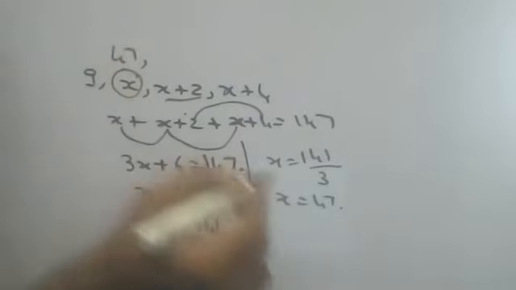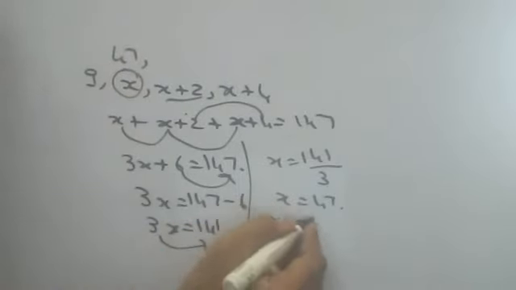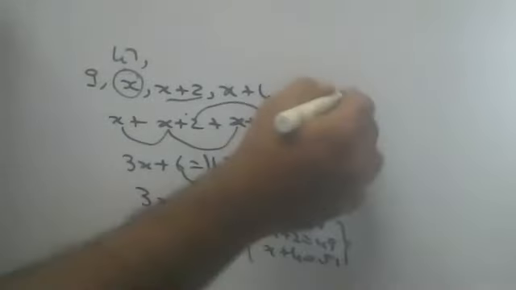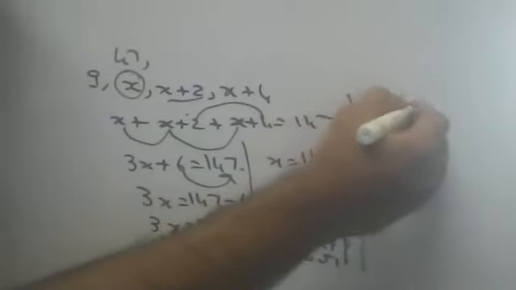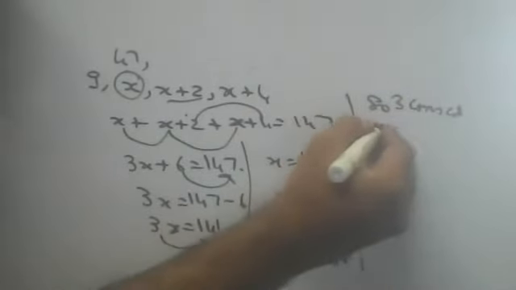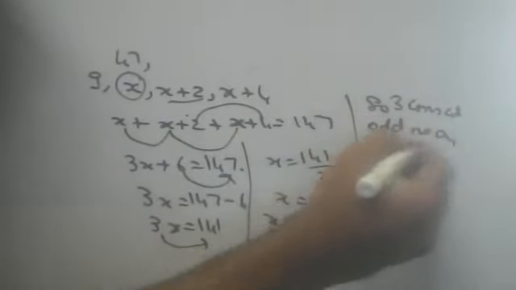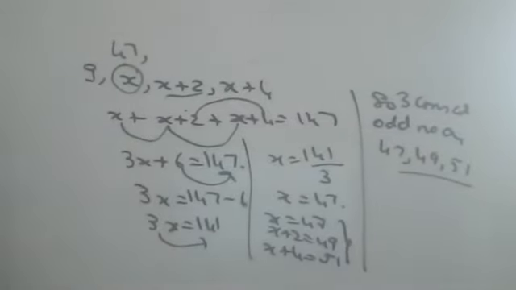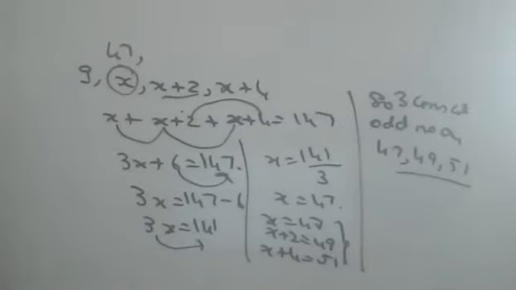So what will be x plus 2, children? x is 47. x plus 2 is how much, children? 49. x plus 4 is how much, children? 47 plus 4 is how much? 51. So three consecutive means which are coming one after the other. Consecutive odd numbers are 47, 49, 51.